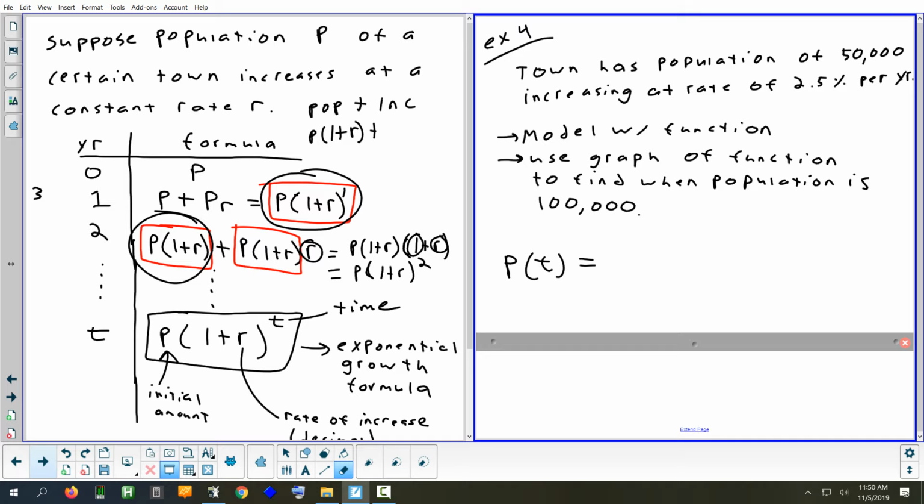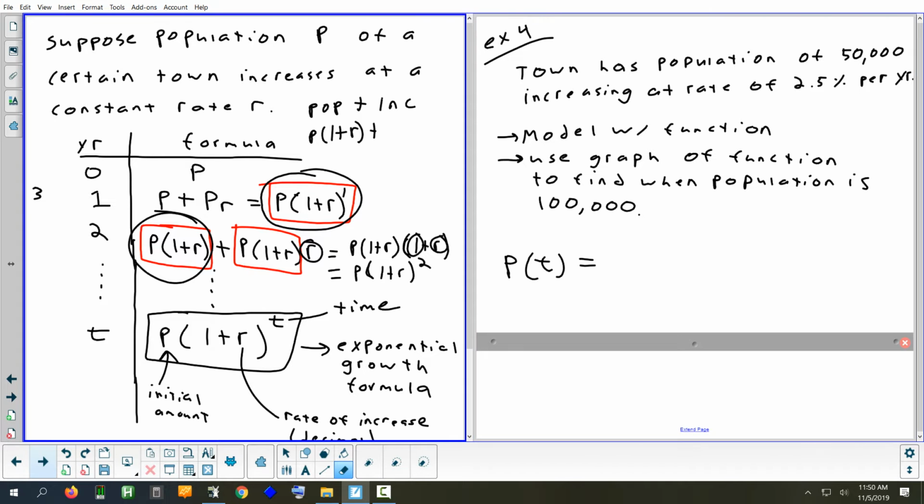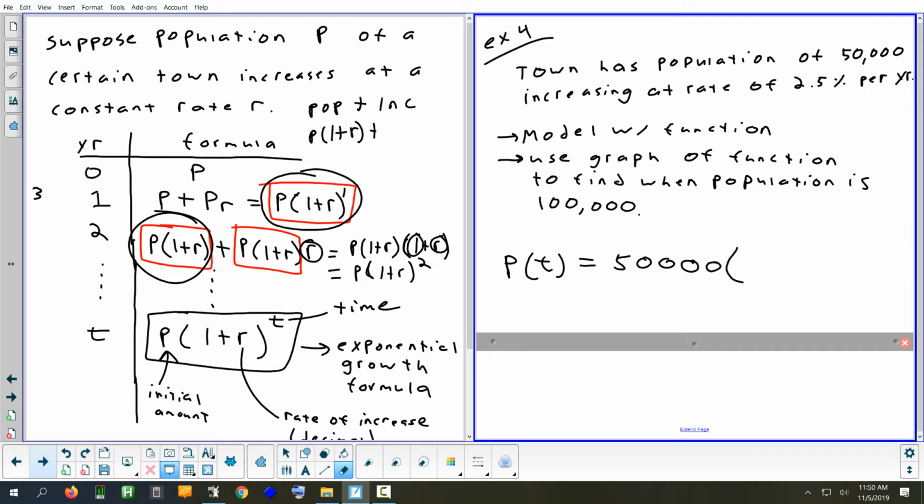What's my initial amount? 50,000. So 50,000 times 1 plus r. What's my rate here? 2.5%. What about as a decimal? 0.025. So r is 0.025 plus 1, 1.025. One more thing I need, to the power of t. That's my function.